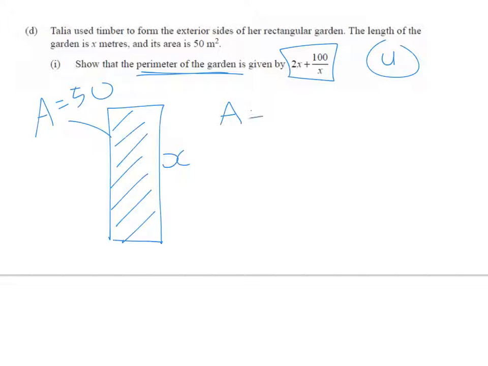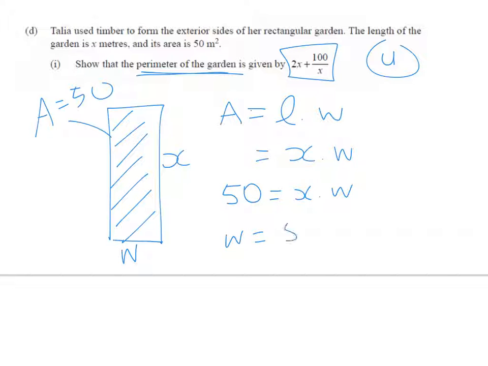Well, we know that area is equal to length times width, so that equals x times w. We'll mark w, the width of the garden, on there. We should really write out "let w be the width of the garden," but we might not do that. We know that the area is 50, so 50 equals x times w, so the width must be 50 over x.